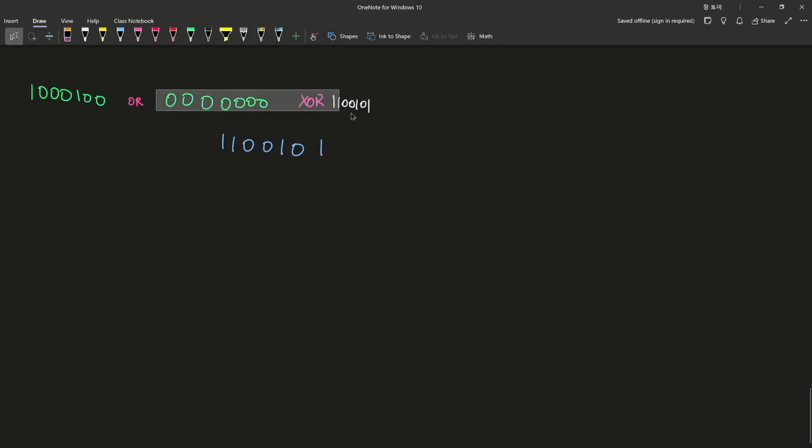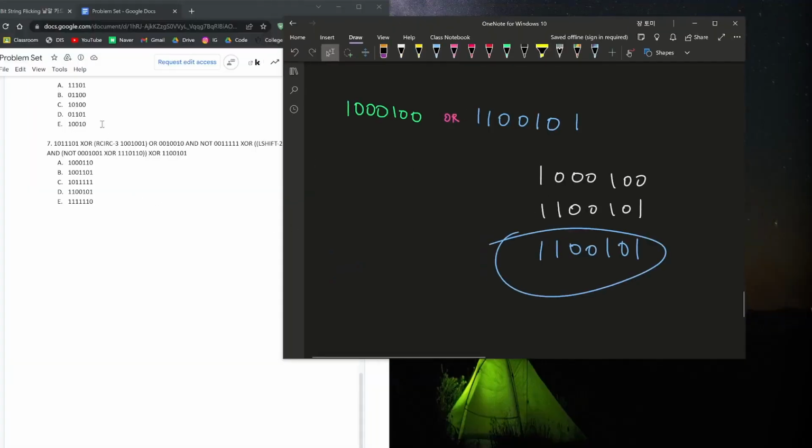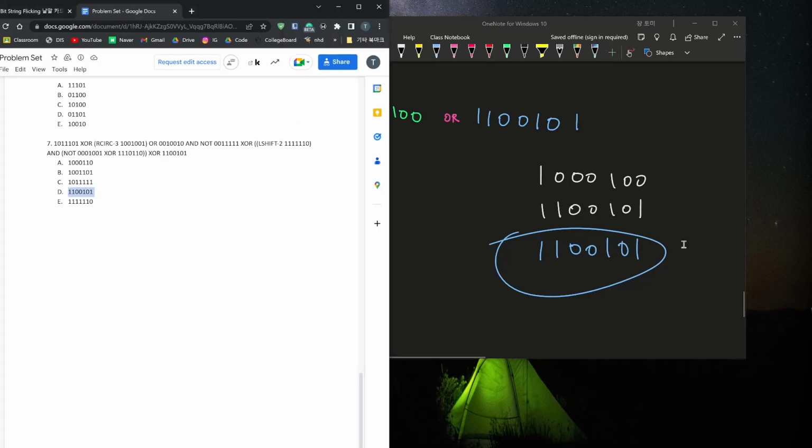Okay, now on to the last step of this long problem. 1000100 or 1100101. Okay, at least one has to be 1 in order to output 1 for OR. So our answer is 1100101. Do we have that answer there? 1100101. So D will be our answer.